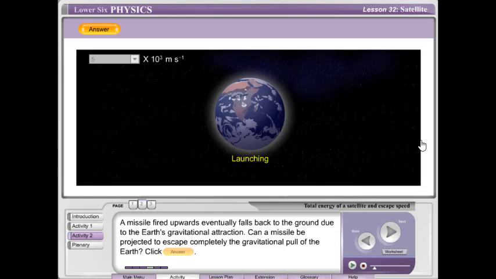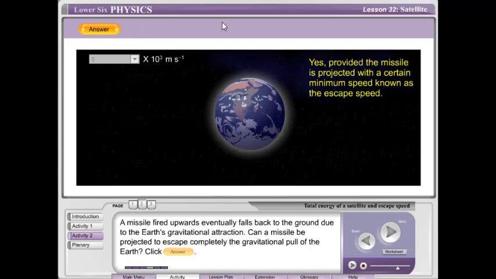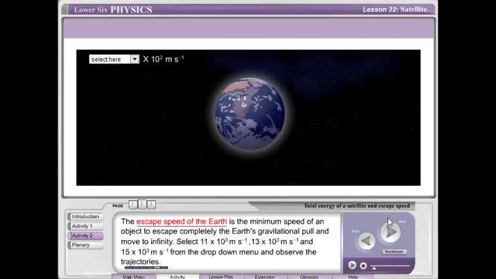A missile fired upwards eventually falls back to the ground due to the Earth's gravitational attraction. Can a missile be projected to escape completely the gravitational pull of the Earth? Click Answer. Yes, provided the missile is projected with a certain minimum speed known as the escape speed. The escape speed of the Earth is the minimum speed of an object to escape completely the Earth's gravitational pull and move to infinity.